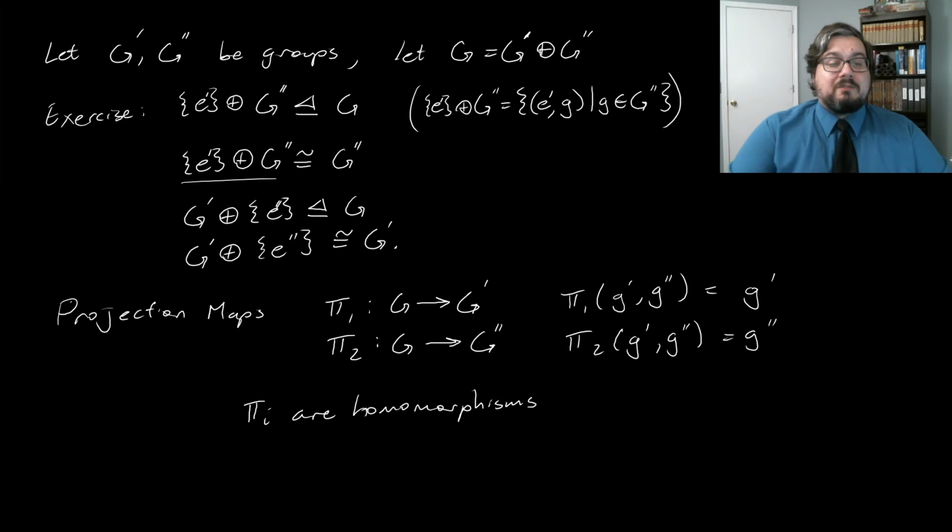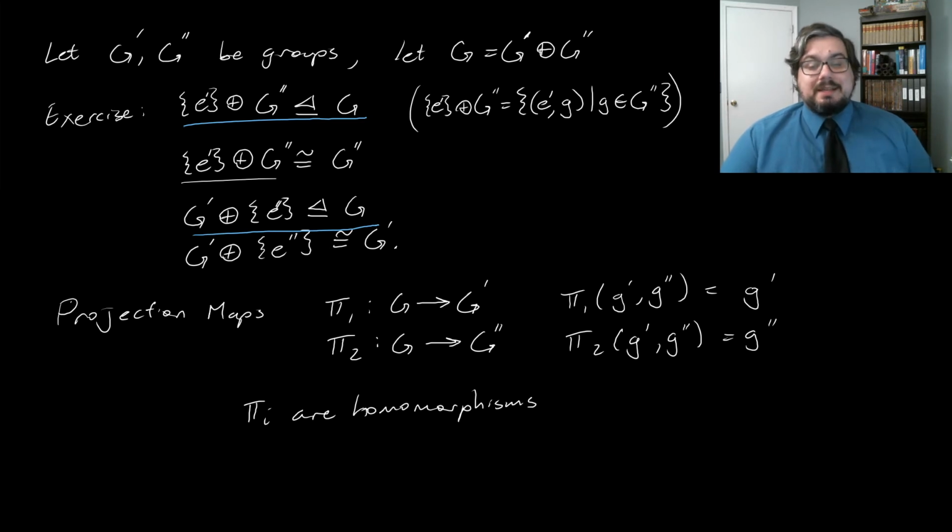In fact, one way of proving that these two sets up above are normal subgroups of G is by first showing that these projection maps are homomorphisms, and then recognizing that each one of these sets is in fact the kernel of one of these homomorphisms. And since all kernels are normal subgroups, that finishes the problem.